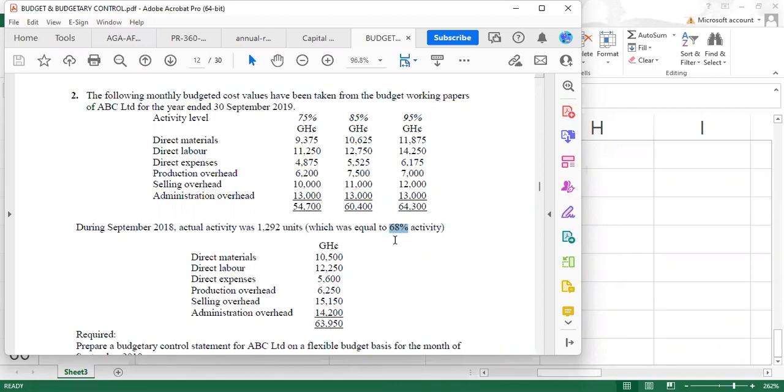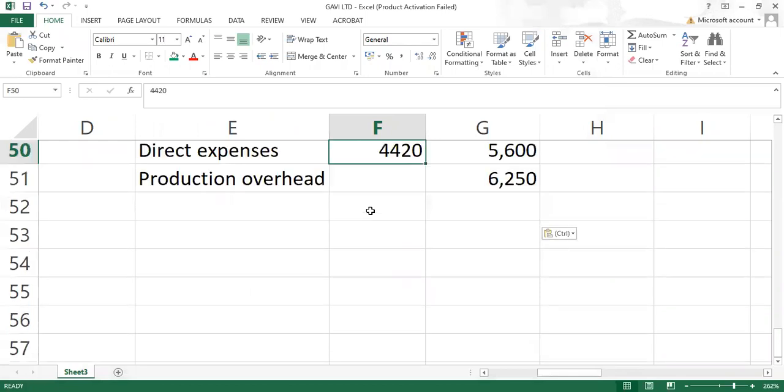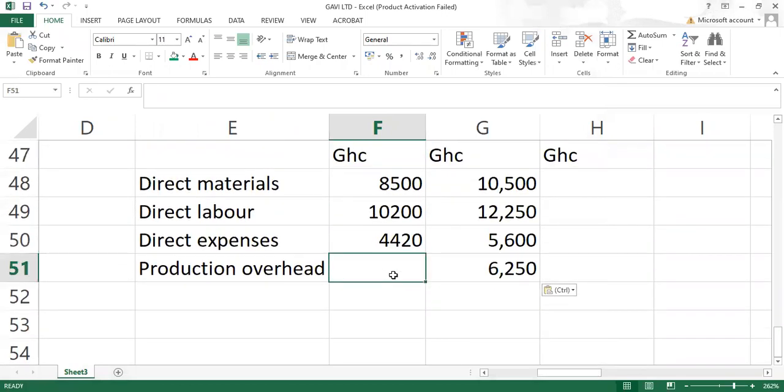It will be the variable cost plus the fixed cost, isn't it? And that's how much? It's not 40. 5,920. Okay, are we okay with 5,920?